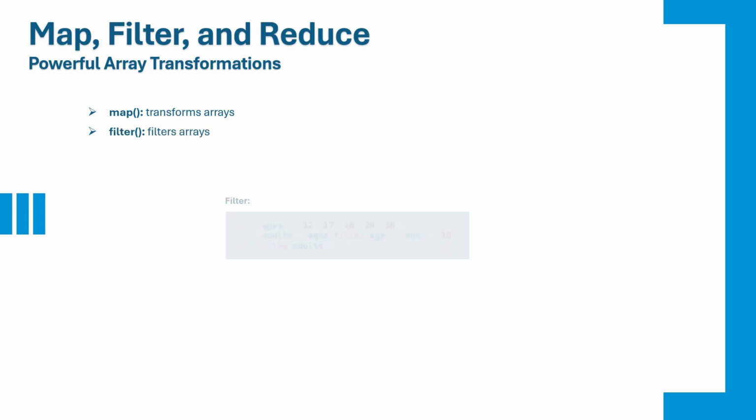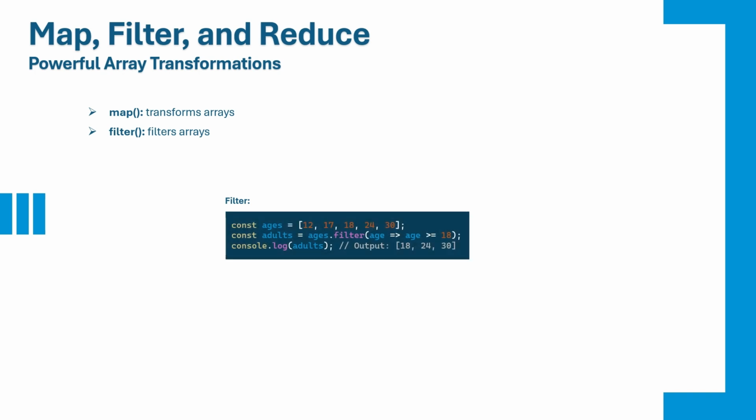The filter function is used to create a new array that only includes elements that pass a certain condition. Each item in the array is evaluated with a callback function that returns either true or false. Only items that meet the criteria, return true, are added to the new array.